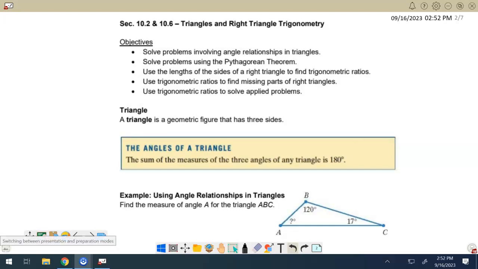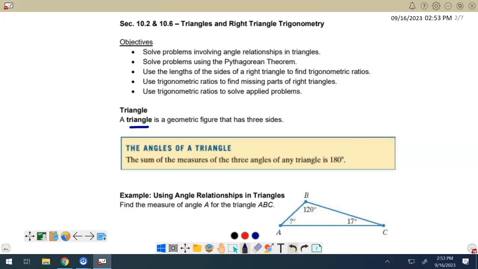In this video, we're going to take a look at section 10.2 and 10.6 on triangles and right triangle geometry. All right, a triangle is a geometric figure that has three sides, and it has to be closed. So it's closed up, three sides, which makes it have three angles.